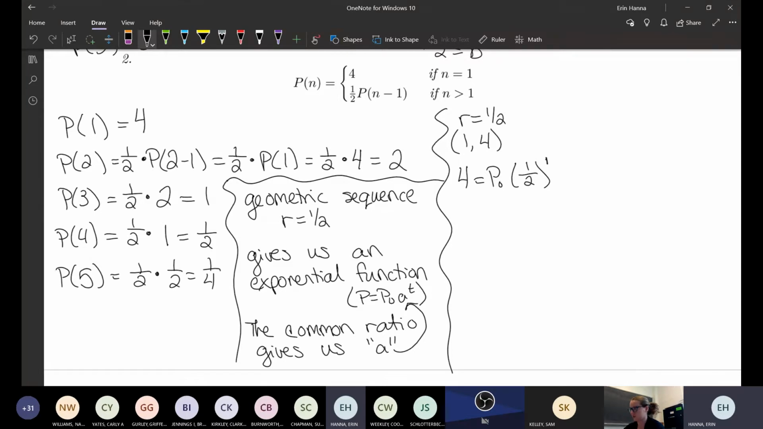1/2 to the first. So the 1 goes in for the variable, the 4 goes in for the output. We don't know what that term in the front is. That's what we want to solve for. And now we go ahead and solve it. So we have 4 equals P naught times 1/2, because 1/2 to the 1 is, of course, just 1/2. To get the 1/2 over to the other side, we multiply both sides by 2. So that number that we want in the front is going to be 8. So that means that our non-recursive equation that's going to follow this recursive relation is going to be 8 times 1/2 to the n.